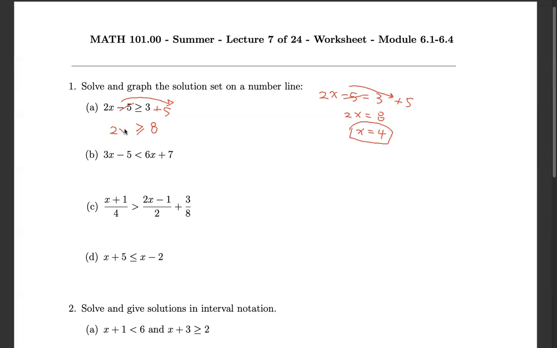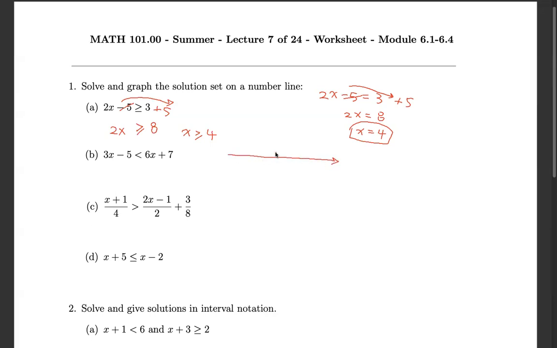And we have only 2x now, because the negative 5 we moved to the other side became positive 5. Now we divide by 2 on both sides. So dividing by 2, we get x greater than or equal to 8 divided by 2, which is 4.